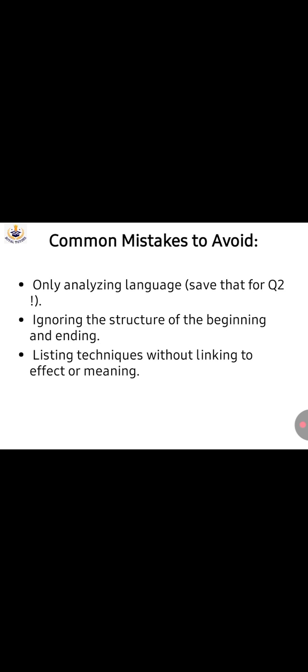Here are some common mistakes to avoid. First, only analyzing language. Save that for question 2. Ignoring the structure of the beginning and ending. Listing techniques without linking to the effects or meaning.